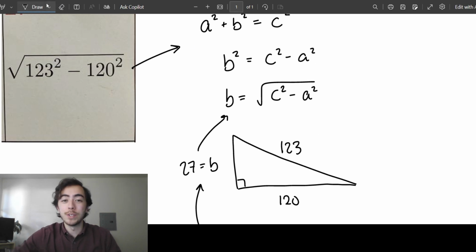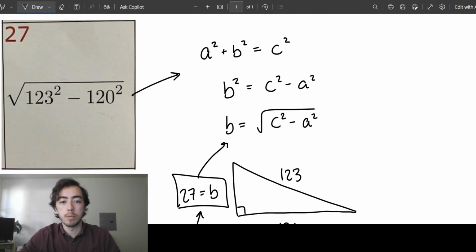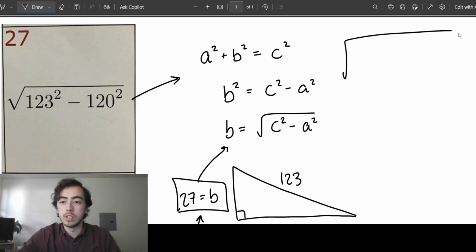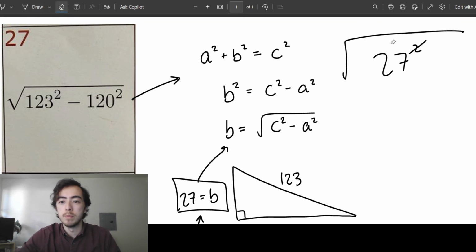So that's my solution. b is 27, using some knowledge about Pythagorean triples. Now we totally could have just evaluated 123 times 123 and found that kind of long number here and subtracted another number there. Finding the difference of those two, we would get whatever 27 squared is, right? Because we would have to square root it. Those would go away. We get 27 for the day. 27 squared should be 729, I think. But I don't know.